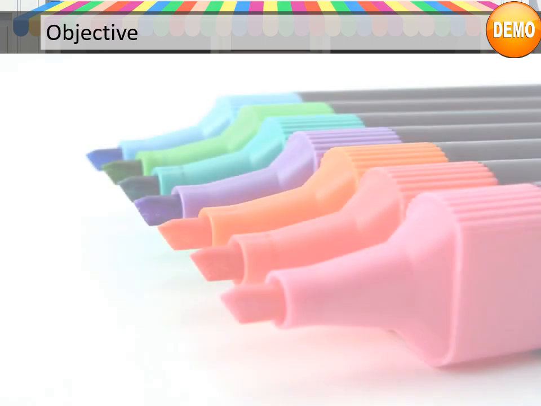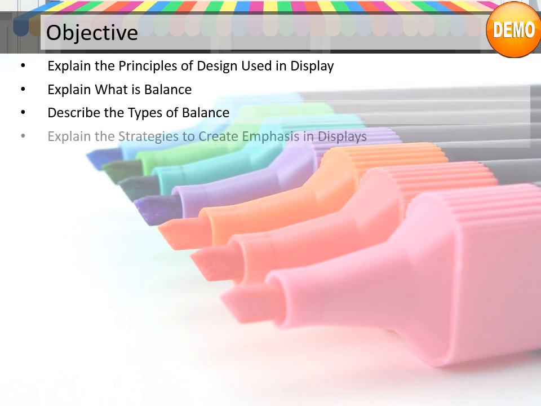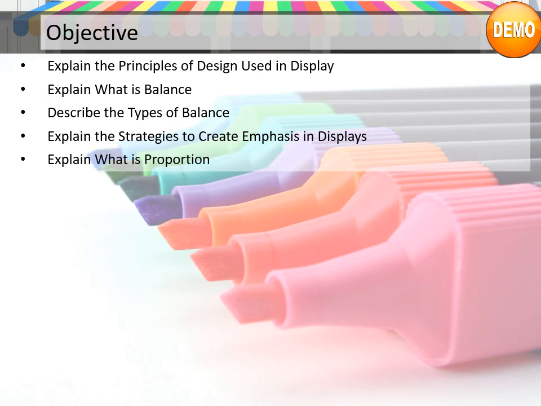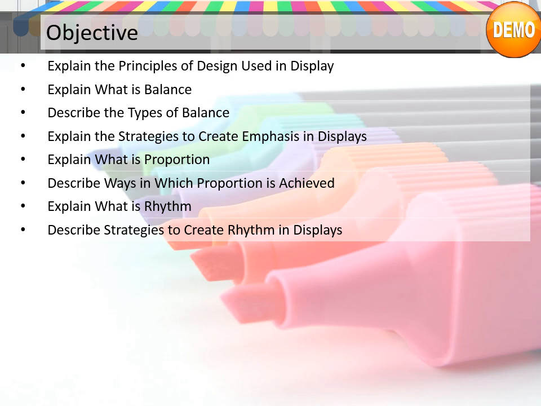Let's go through the course objectives. Explain the principles of design used in display. Explain what is balance. Describe the types of balance. Explain the strategies to create emphasis in displays. Explain what is proportion. Describe ways in which proportion is achieved. Explain what is rhythm. Describe strategies to create rhythm in displays.